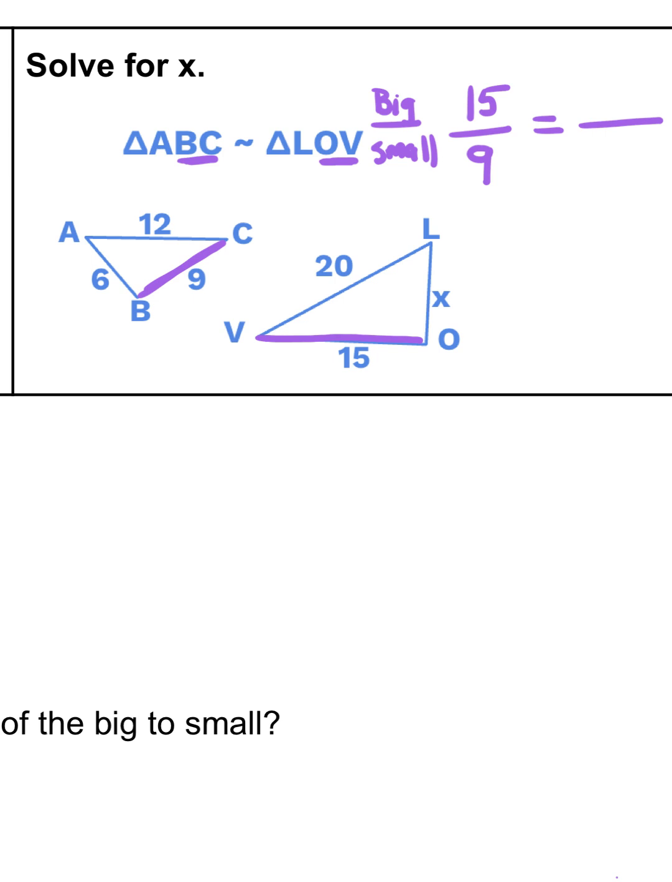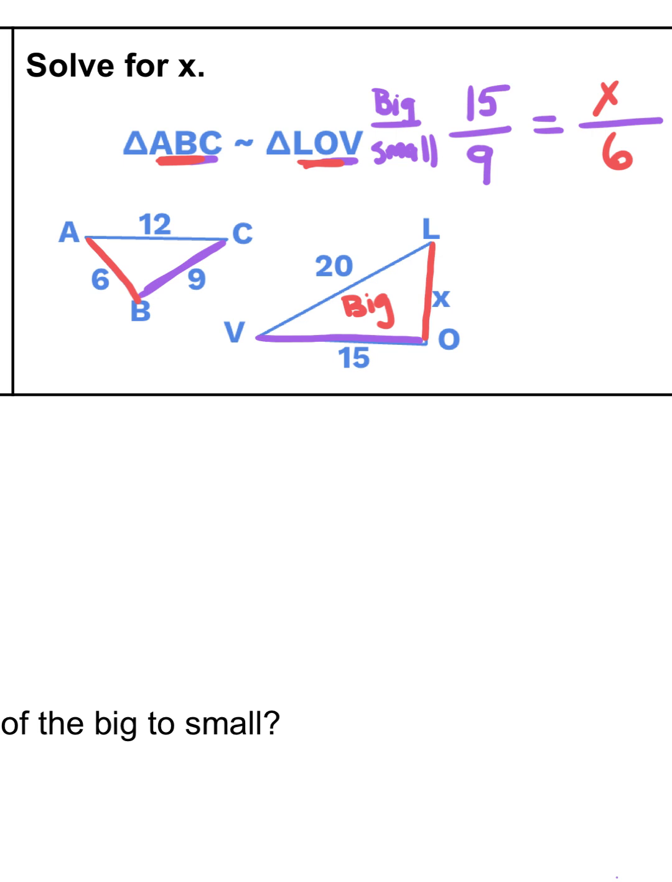Now we're going to look for the variable. My variable is right here, x. All right. That is on the bigger figure. So x has to go on top. Now, x is between the L and the O. So the L and the O is the first and the second letters. So we go over here and we find the first and second letters. That is A to B. So A to B corresponds with L to O. So that is my second ratio. X is on top. X corresponds with 6. So 6 is on the bottom.